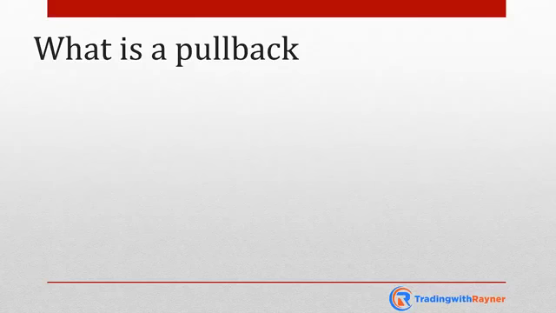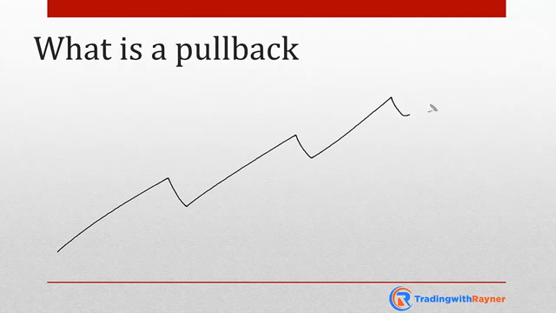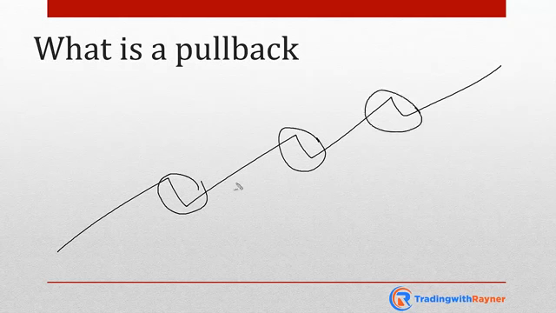So, what is a pullback? A pullback looks something like this, right? If you have an uptrend, then the moves that are against the underlying trend, like this over here, and this over here, are known as pullbacks in the market, right? So basically, if you're talking about trading pullbacks, you're entering the trade as the market has traded at a lower price in an uptrend.